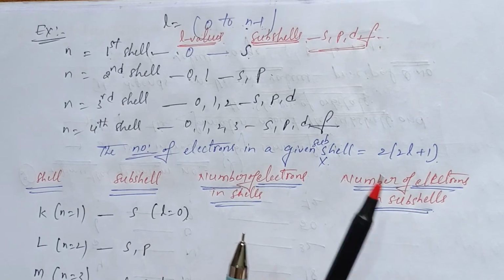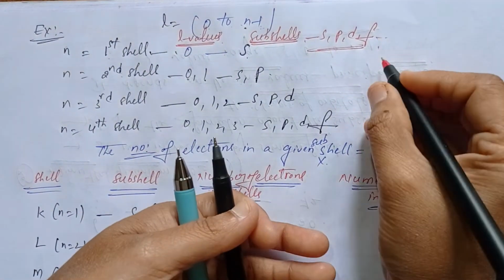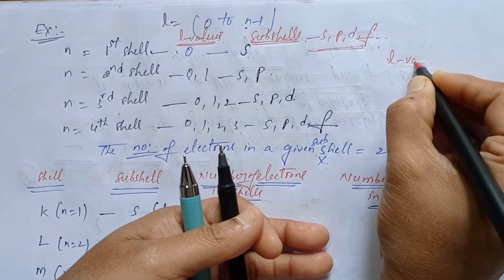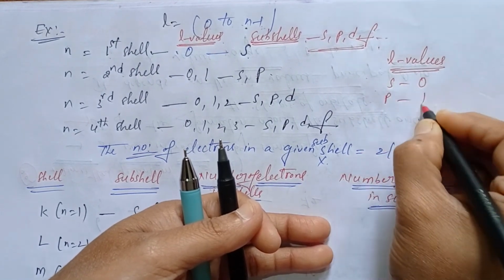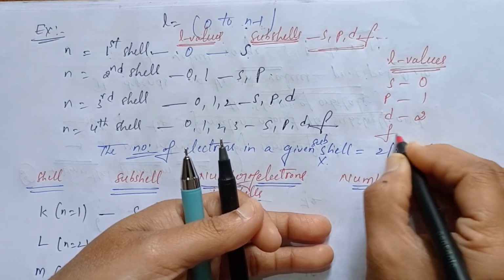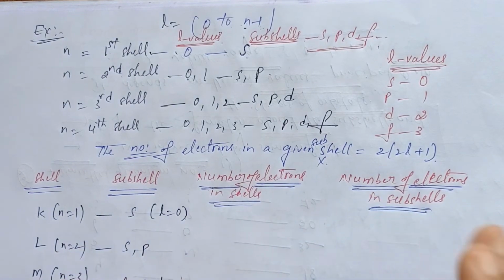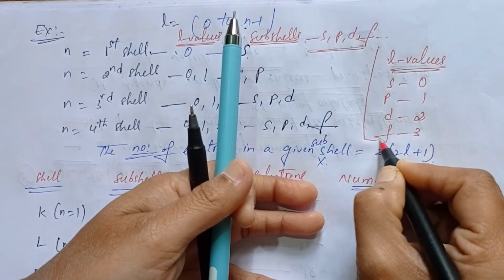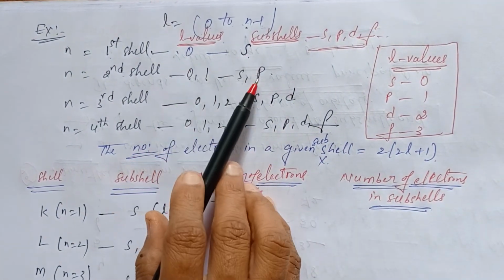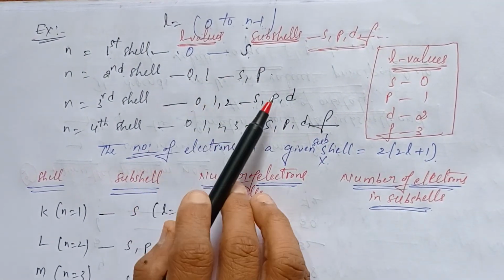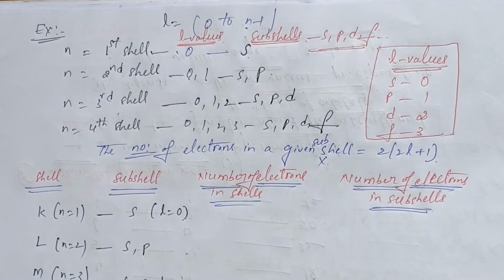Understanding? So for the S subshell, what are the L values, students? For the S subshell 0, P subshell 1, D subshell 2, F subshell 3. Just remember this one, students. Now you can answer any question. S0, P1, D2, F3. Are you clear? So these are the L values.